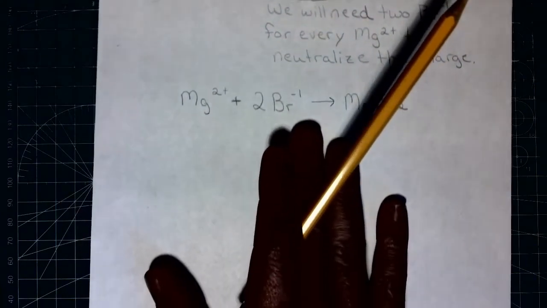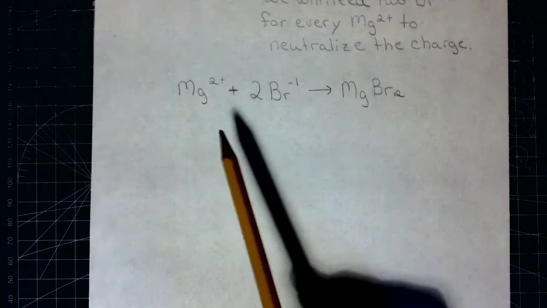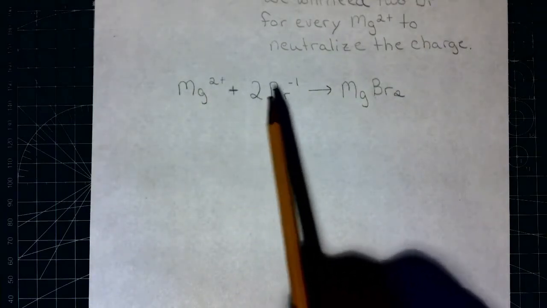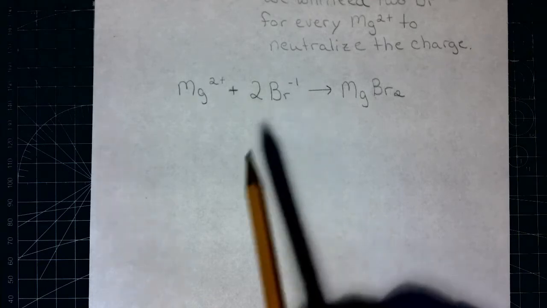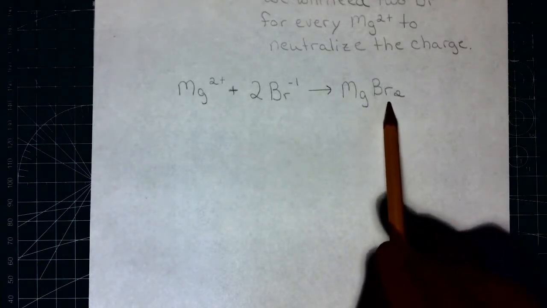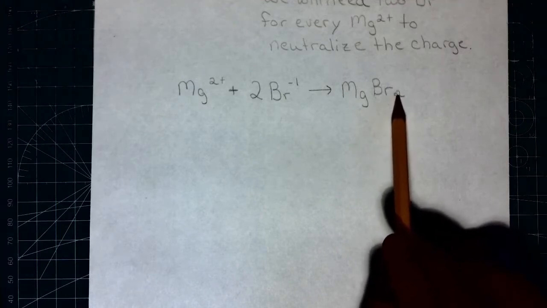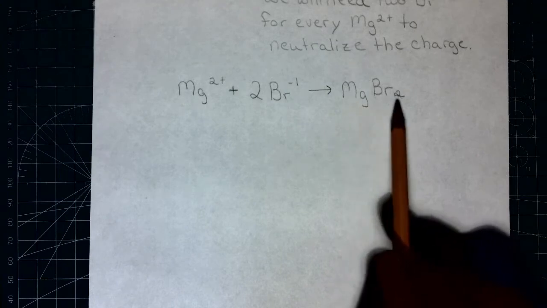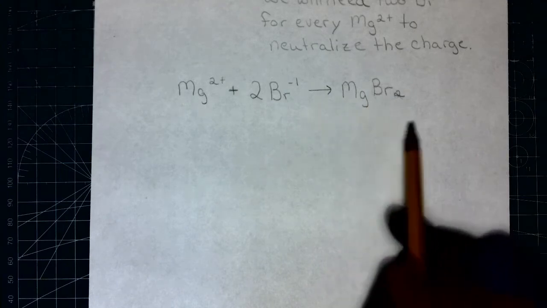If we draw out our reaction that we're going to get, we're going to have magnesium 2+ plus 2 bromine 1-, and we're going to form magnesium bromide. And we need to put the little 2 here as a subscript to show that there's 1 magnesium atom and 2 bromines in this compound.